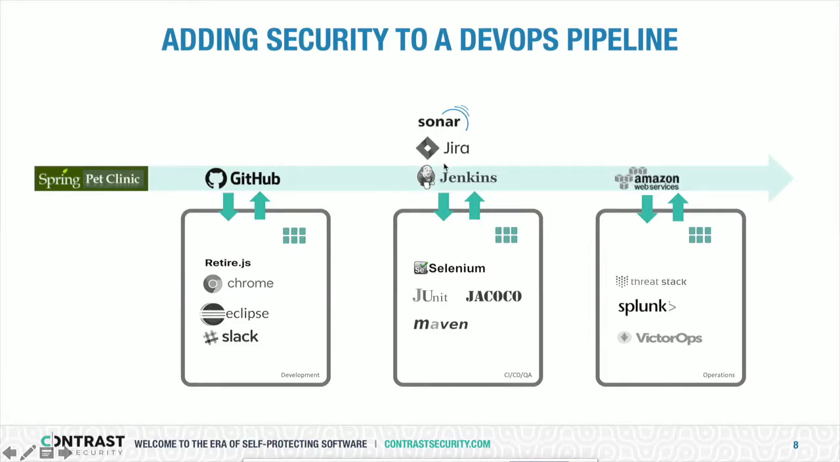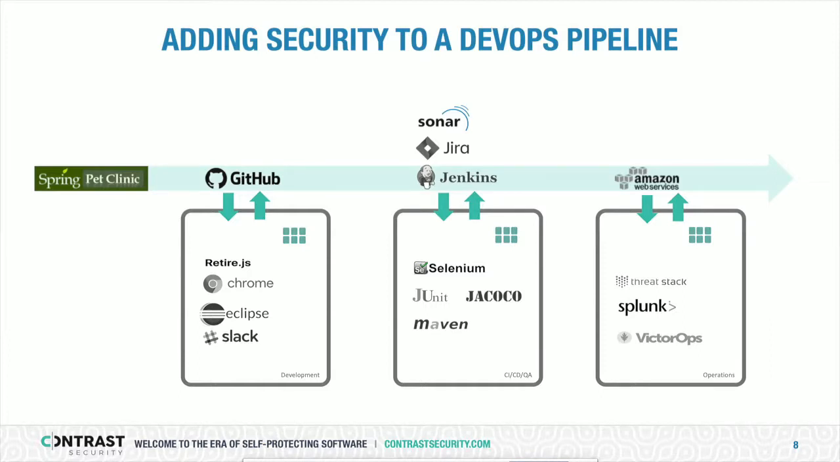The pipeline that I've got set up here uses Jenkins to build this. We've got some test suites with Selenium and JUnit. We're using Jacoco to measure code coverage. And we're going to pump issues into SonarQube and JIRA. And then as we go forward into production, we're going to deploy the application, and we're going to use tools like Splunk and maybe VictorOps to report vulnerabilities, attacks, to the people that need to know about them. So that's a basic pipeline.